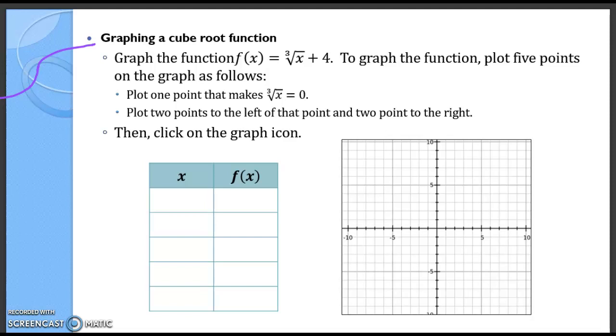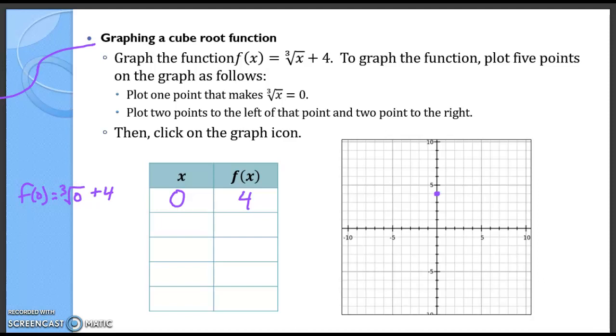Graph the function, plot 5 points on the graph as follows. Plot 1 point that makes cube root of x equal to 0. Okay, so what value do I need to plug inside of the cube root in order for this to be 0? 0. So, what is f of 0? That is going to be cube root of 0 is 0 plus 4. That's going to be at 4. At 0, we're at 4.